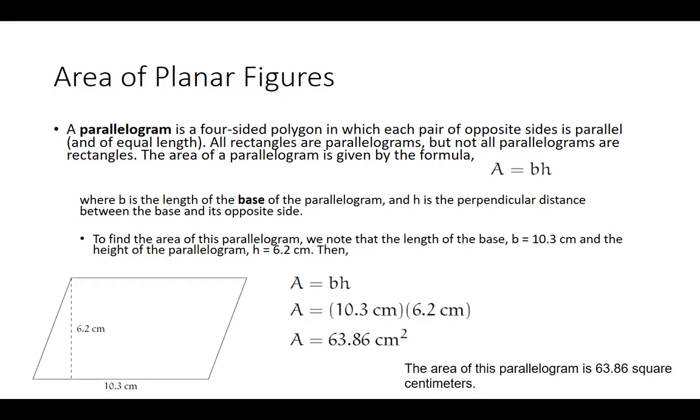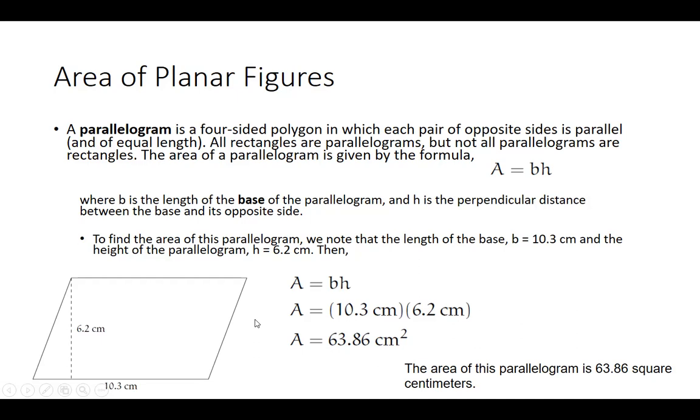But just like a rectangle, the area of a parallelogram is given by the formula area equals base times height. So B is the length of the base of the parallelogram, and H is the perpendicular distance between the base and its opposite side. You can kind of see why the areas would be the same. If we take this triangle formed by the left part of the parallelogram and the height, and imagine using scissors to cut it off, pick the triangle up and place it over here, you can see that we would be left with a rectangle. That's why the area formula is the same.